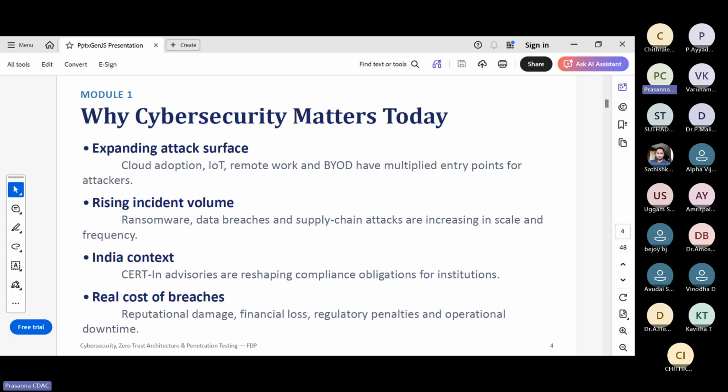Rising incident volume. There are ransomware attacks, viruses, data breaches. The volume of these attacks we see these days, ransomware is more prevalent because they try to encrypt your data and ask for a ransom. And if you want to recover the data, you have to pay the ransom.